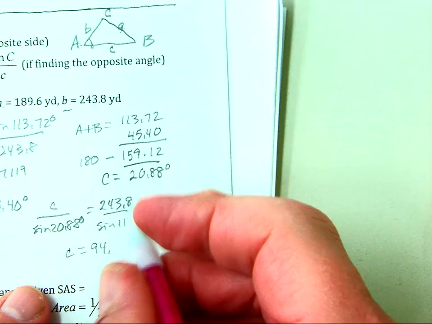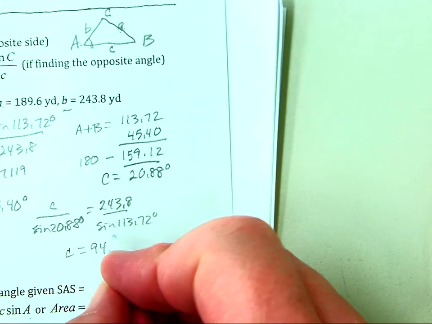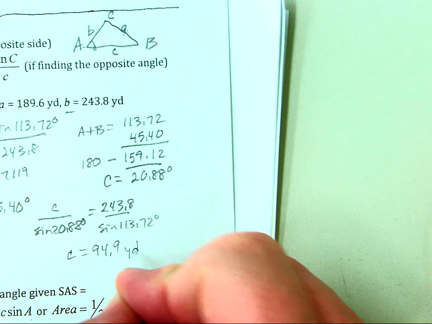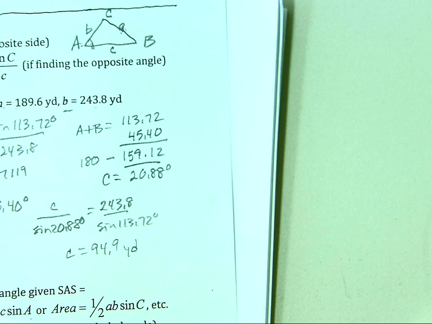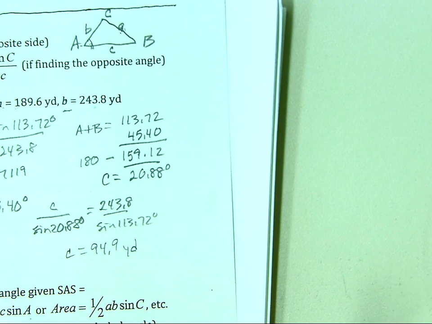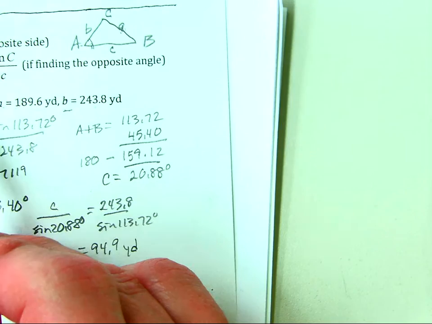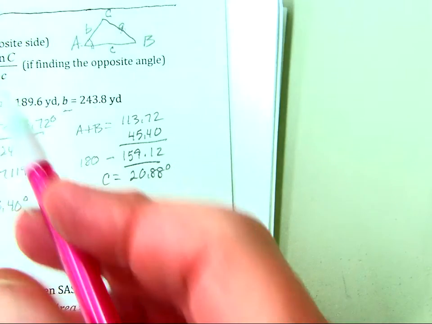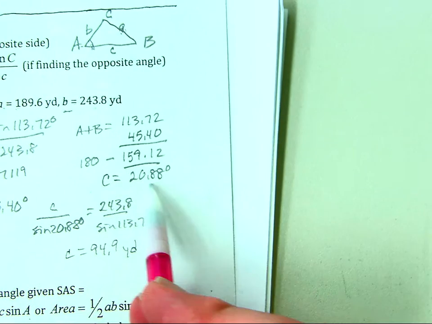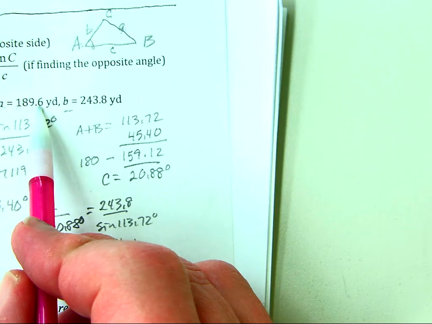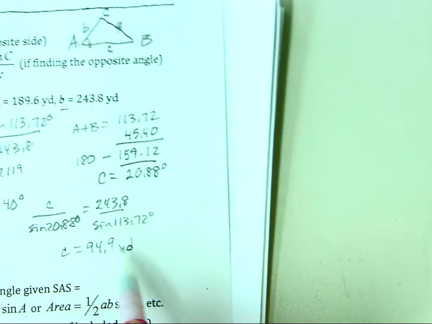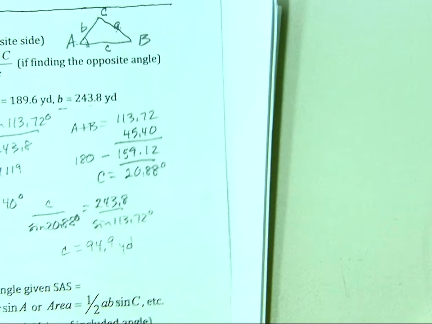So side C is 94.9 yards, rounded off to 1 decimal place. In general, I'd like to always have at least 1 decimal place, even if the problem didn't have at least 1, but normally you go by how many. That's why the angles had 2 decimal places. So we found angle A and angle C to 2 decimal places, to the nearest hundredth. The side was to 1 decimal place. Both of those were to 1, so I just used 1 decimal place there.